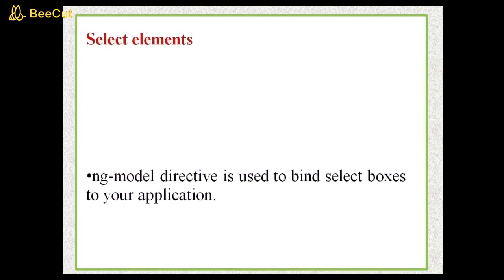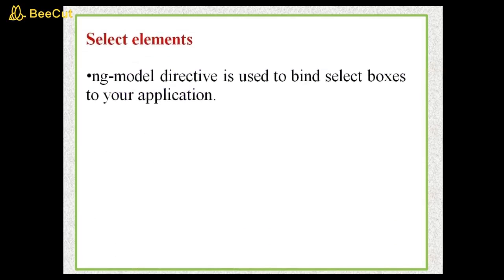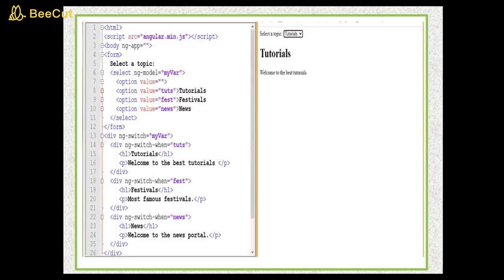The next element is the select element. The ng-model directive is used to bind select boxes to your application. See, I'm using here the body tag, then the form tag. The select tag is used within a form tag. See, select ng-model equal to myvar. I'm using here a div tag, div ng-switch equal to myvar.